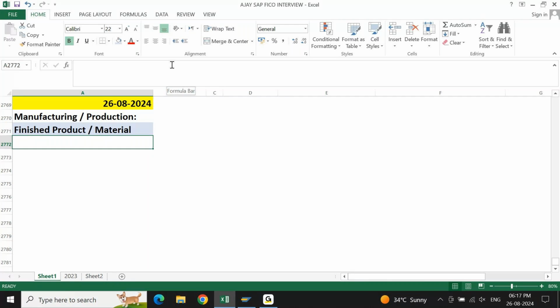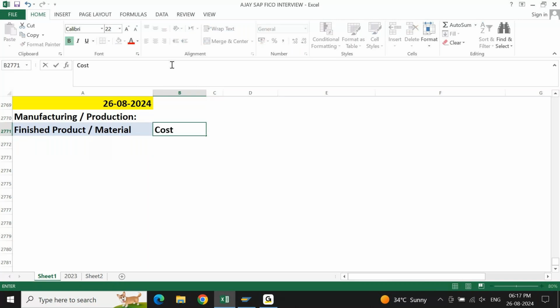This finished product will have a cost. This cost is basically nothing but the standard cost. The cost for your finished product or the cost for the finished material, whatever you are going to represent, is called a standard cost. Now we need to understand how the standard cost of a finished product or finished material is calculated.